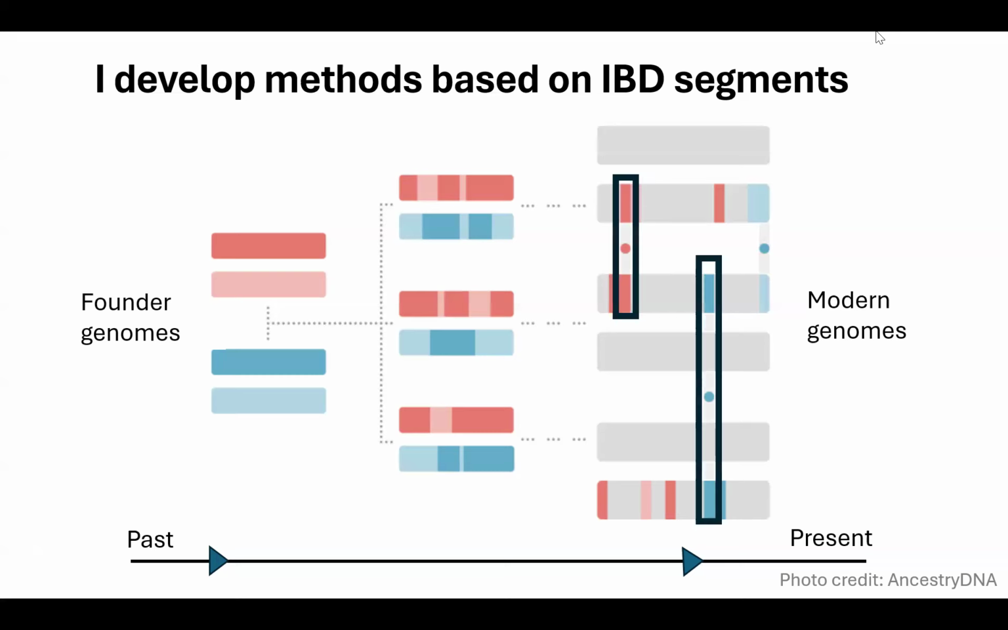Now, in the present day, when we look at the modern genomes who have many, many ancestors, they have these stretches of DNA that they might have still inherited identical by descent from these two founder genomes. If those segments, which I've depicted here in the black rectangles, are sufficiently long, then we can detect these with high accuracy. So for the remainder of this talk, I will assume that we have detected these IBD segments with perfect accuracy.